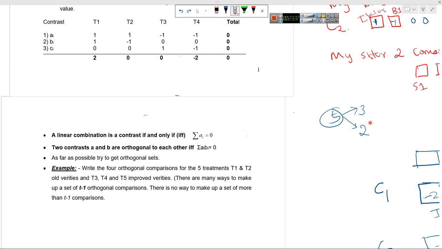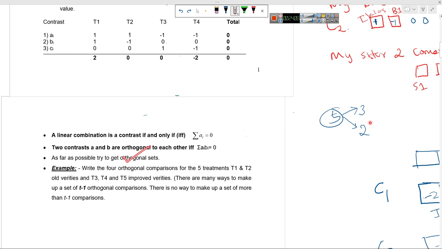The coefficients of the treatment, we will study about this later. So summation of alpha I is equal to 0. Then they are called linear combination of contrast, right? So they are linear combination of contrast if they sum up to 0. Then two contrasts A and B are called orthogonal, then summation of AI, BI also should be equal to 0. Okay, right. Now, as far as possible, try to get the orthogonal sets.